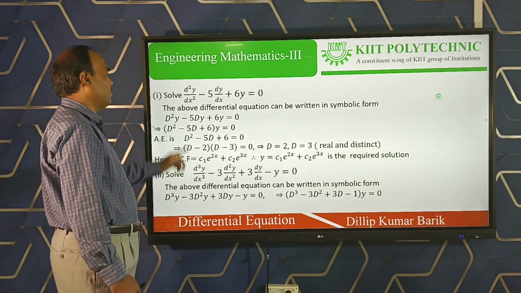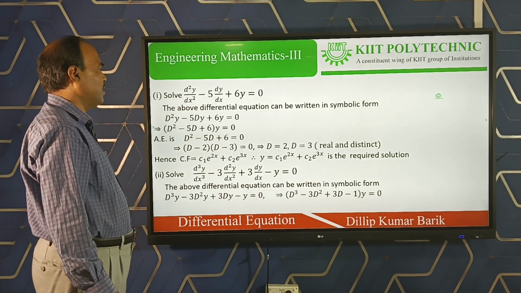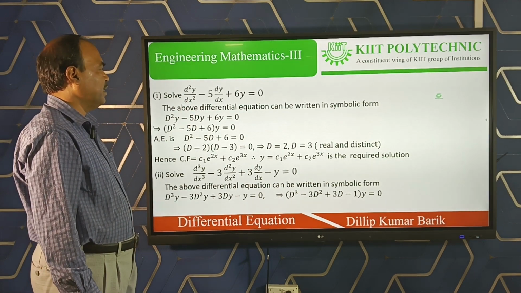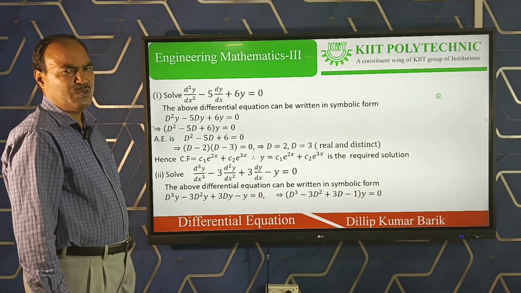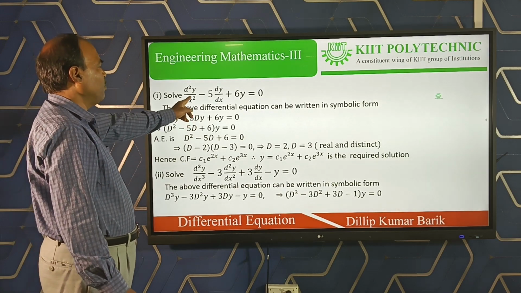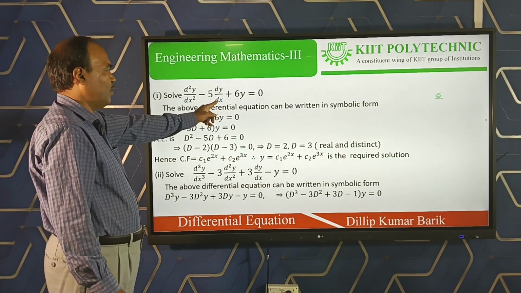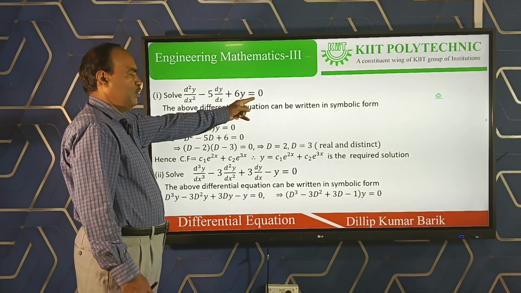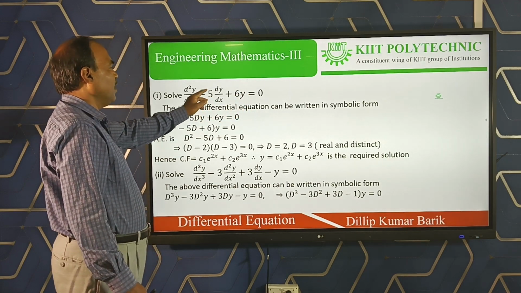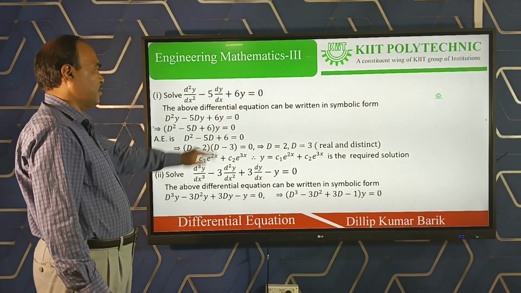Suppose I want to solve d²y/dx² - 5 dy/dx + 6y = 0, which is a homogeneous linear differential equation. Why? Because the right side is 0. Also, the dependent variable and its derivative are not multiplied together.